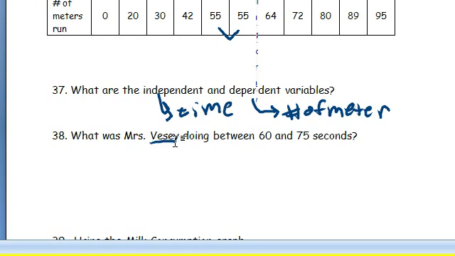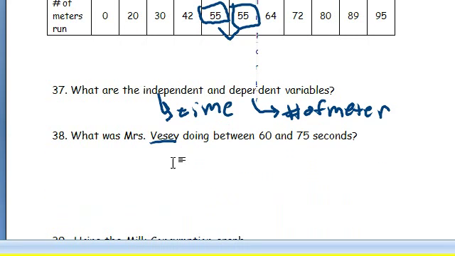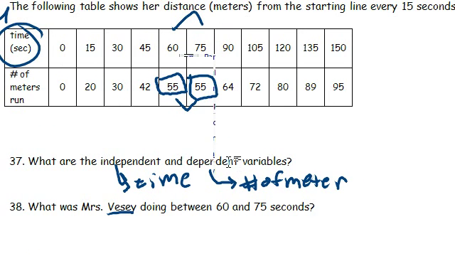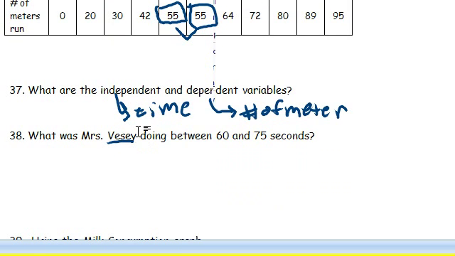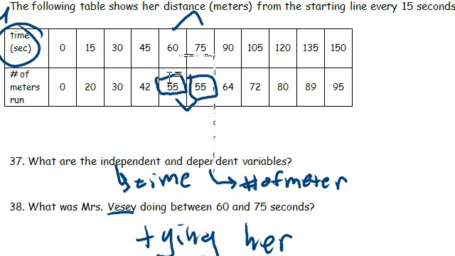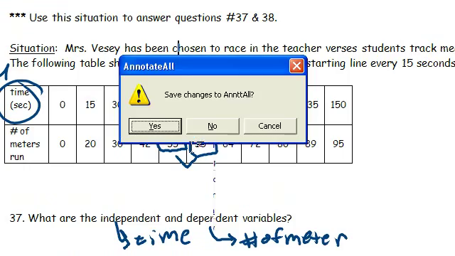What was Miss Vesey doing between 60 and 75 seconds? Well, the number of meters run was 55 here, and then it was still 55 here. So we know she didn't collapse because she continued to run. She was probably stopped for whatever reason. Maybe she was tying her shoes. Yeah, sure, that's a good explanation. The point is that the number of meters that she ran did not change between 60 and 75 seconds.